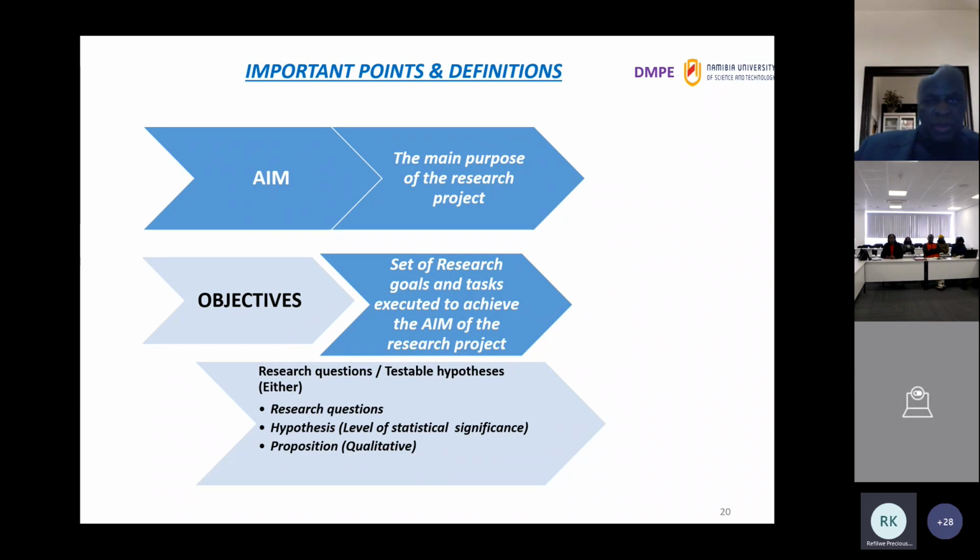Okay, so we talk about aim. The reason why I say aims and objectives are not the same is that technically, when you talk about aim, it is the main purpose of the research project being undertaken. And the objectives are a set of research goals and tasks executed to achieve the aim of the project.